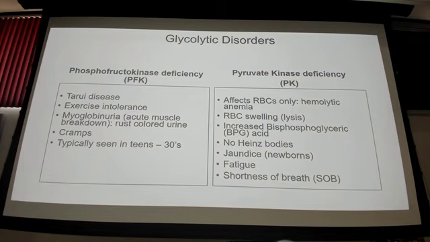Any questions? Yes. So is PK typically seen in infants then, whereas PK is mostly in adolescents or? That's a good question. I'm not sure if it's only seen in infants, but it would definitely be seen in infants because of the jaundice. It probably manifests as jaundice. But I think it might be seen in all ages. But that's a good question. I'll look into that.